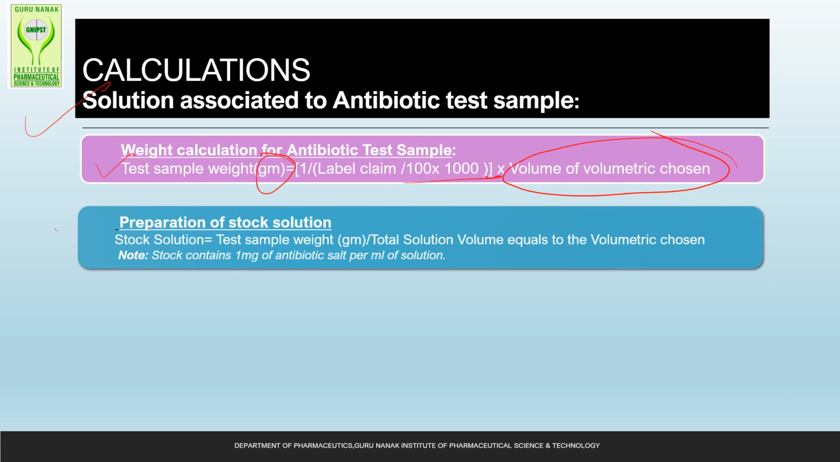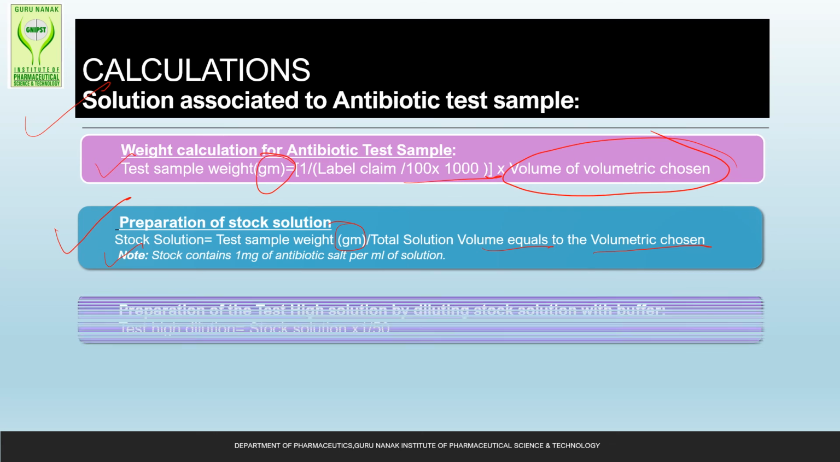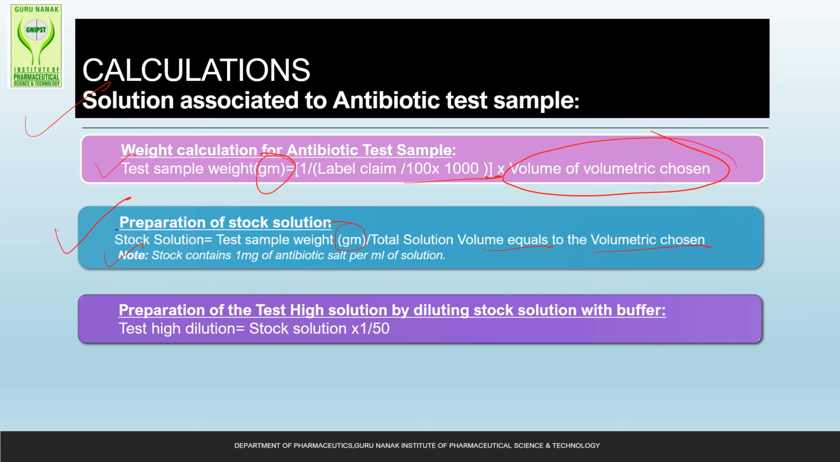Next we have the preparation of the stock solution. The stock solution is equal to the test sample weight in gram divided by the total solution volume, equals the volumetric chosen. One thing to be noted over here is that stock contains 1 milligram of the antibiotic salt per ml of the solution. The preparation of test high solution by diluting stock solution with buffer: the test high dilution should be equal to stock solution into 1 by 50.